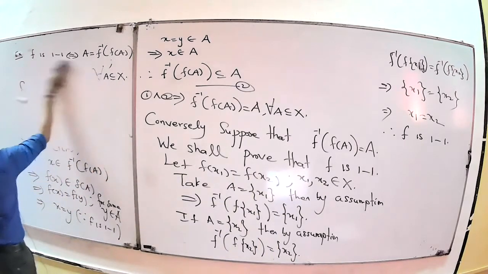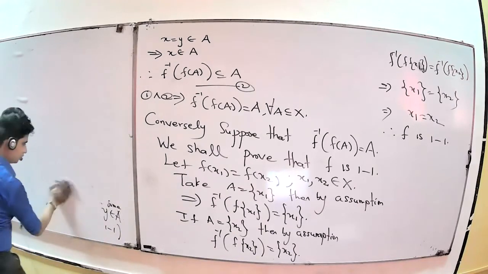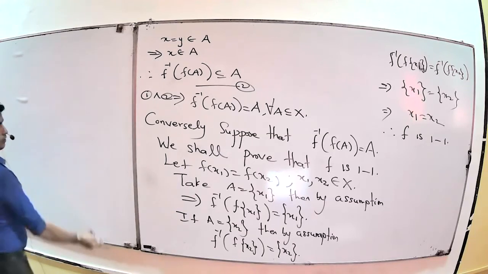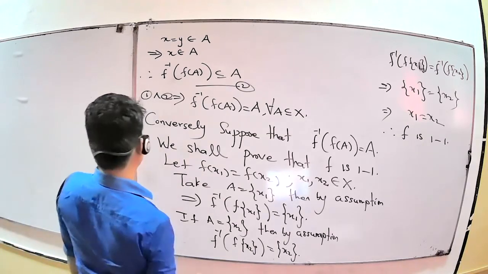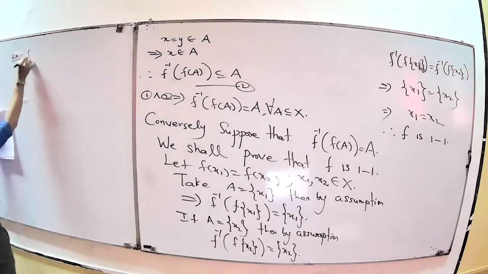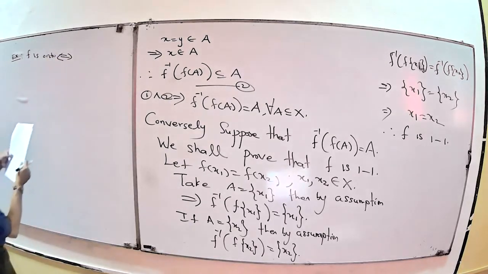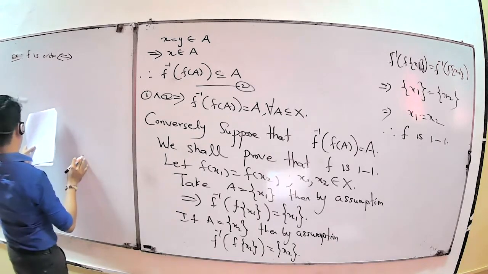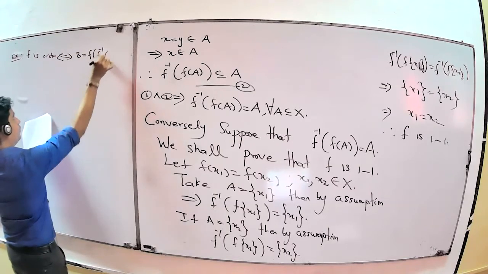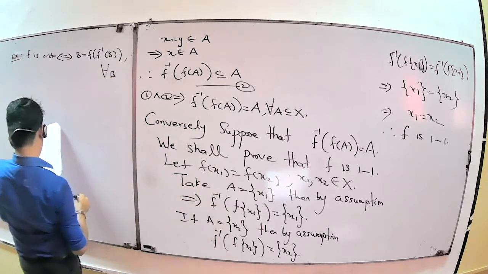Next question, based on the onto condition. Exercise: f is onto if and only if you want to show that B equals f of f inverse B for all B subset of Y.